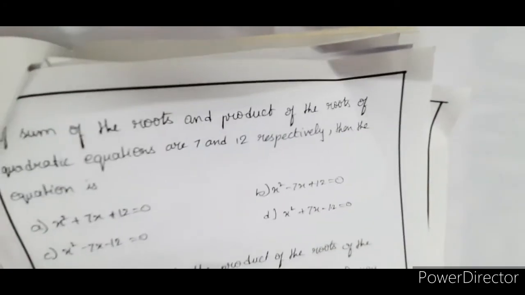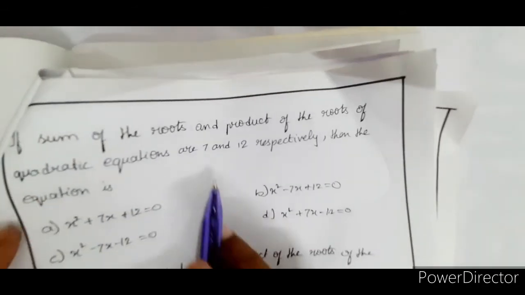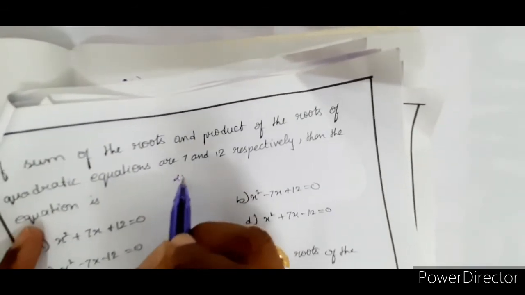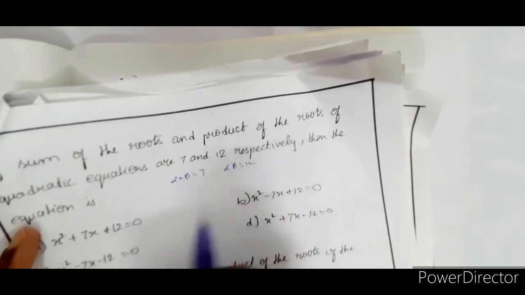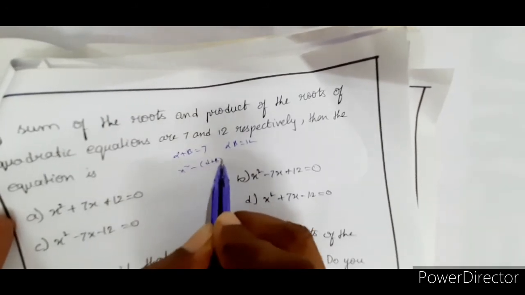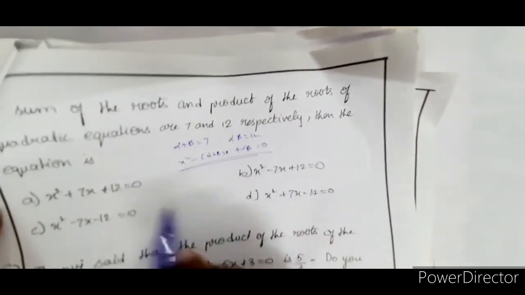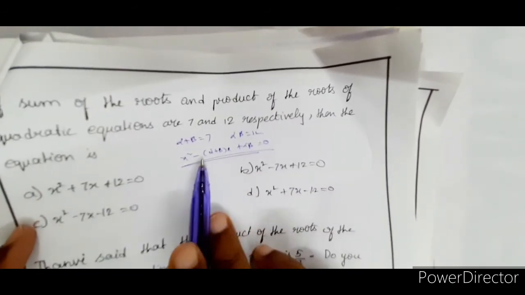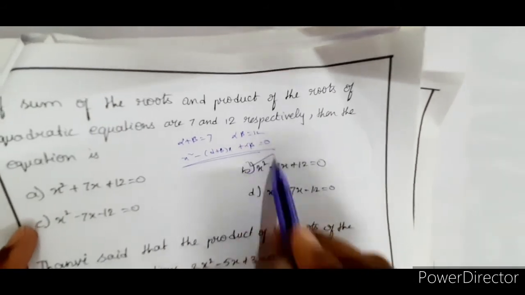Now next one: the sum of the roots and the product of the roots of the quadratic equation are 7 and 12 respectively. So alpha plus beta is equal to 7, alpha into beta is equal to 12. What is the actual polynomial? x square minus (alpha plus beta) x plus alpha beta is equal to 0. Now check where it is: x square minus 7x plus 12. So this is the right answer.